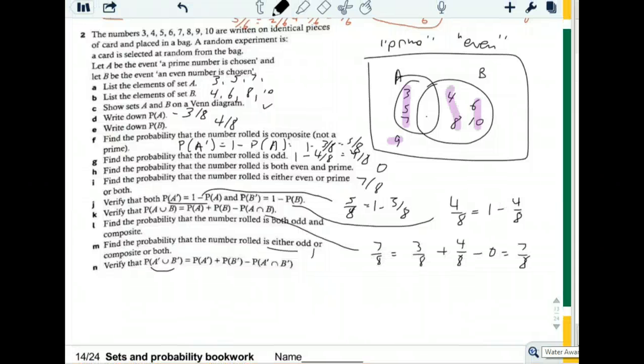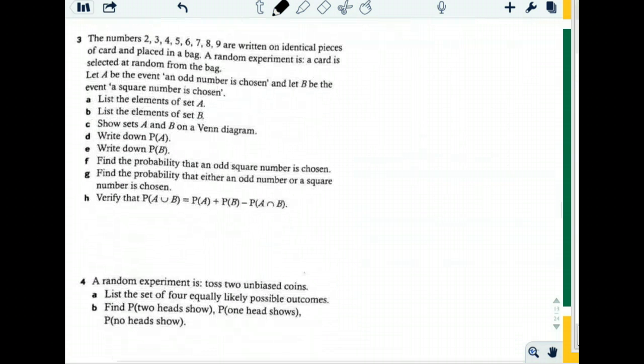Okay, now we're going to verify this last one here. So the probability of not A union with not B. Now not A would be basically saying composite. Not B is basically saying odd. So that would be 1. Probability of not prime would be all the elements that are outside of prime, which are 5 elements. Probability of not B would be all the elements outside of B would be 4 elements. And then the intersection of both of those would be just 1 element, which is the 9. So that would be 1 also. So we verified that. Okay, now we move on to number 3.